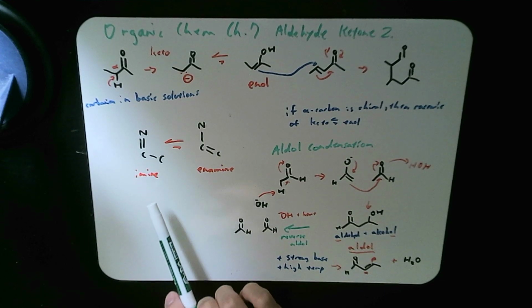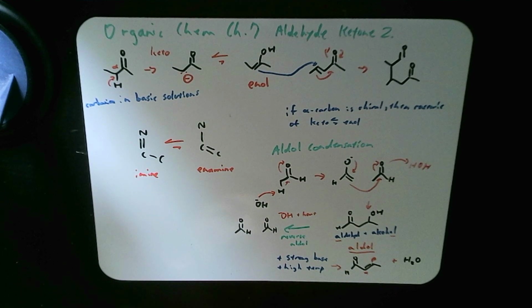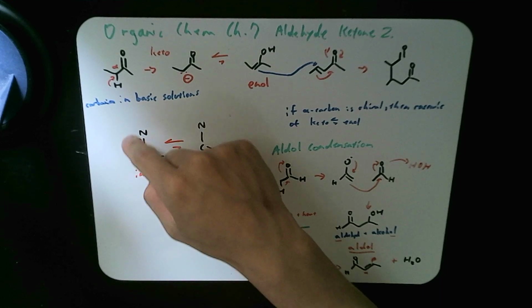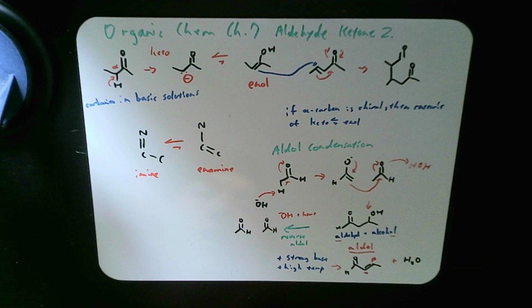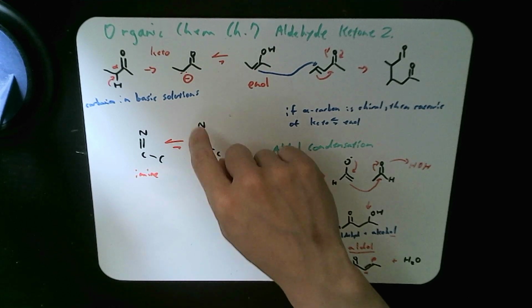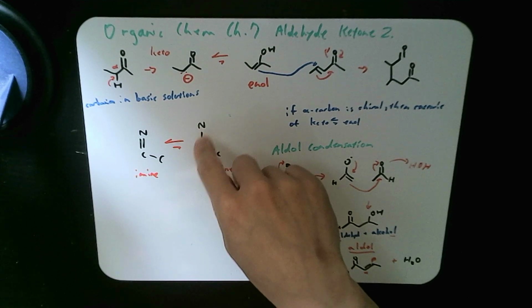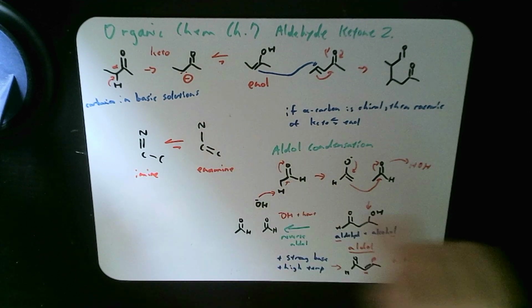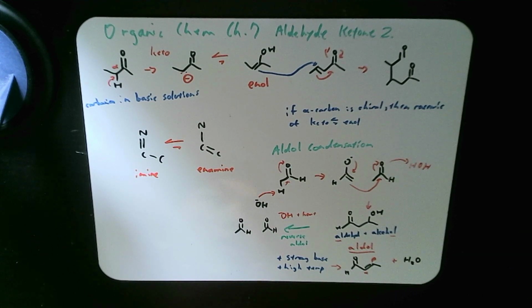We can also apply this to imine and enamine, which imine is just the same thing but carbon bonded to N instead of to O. And an enamine is the enol equivalent, where it's shifted from the carbonyl imine to the N to the alpha carbon. Hopefully that's cool.